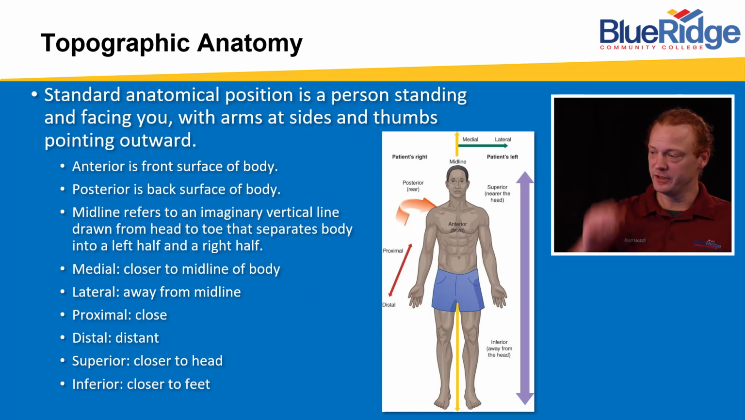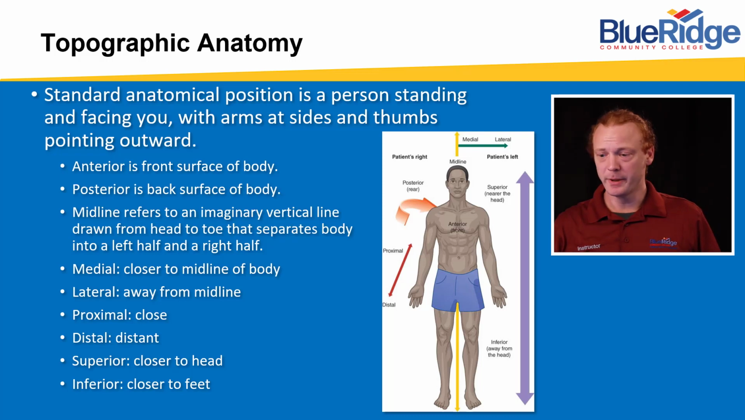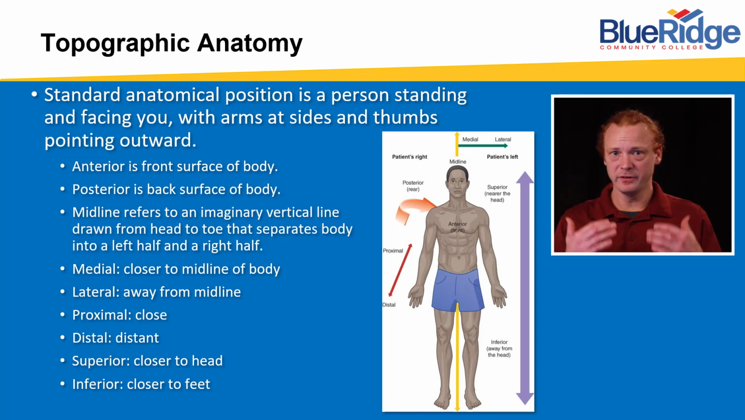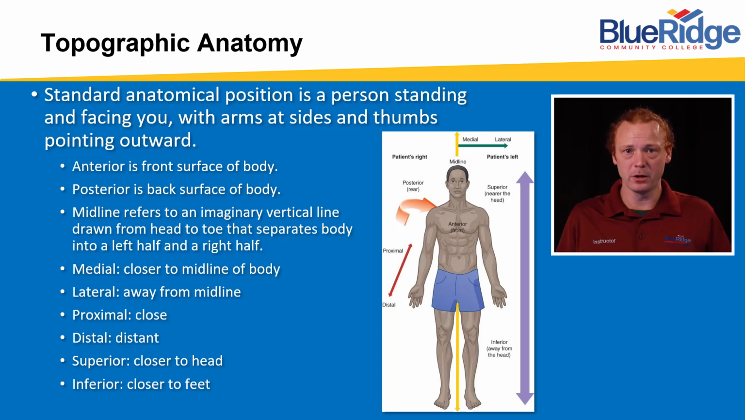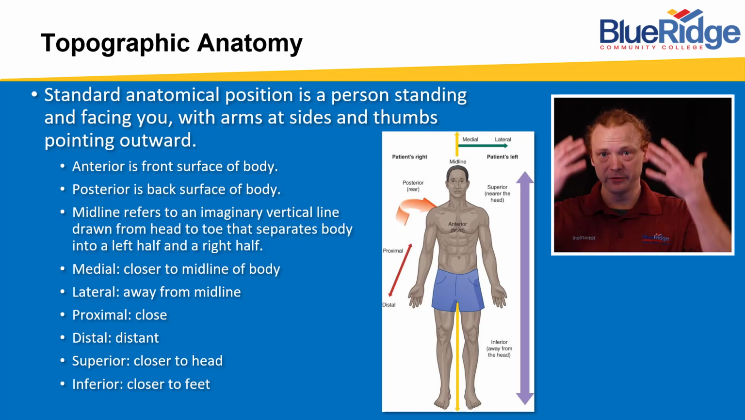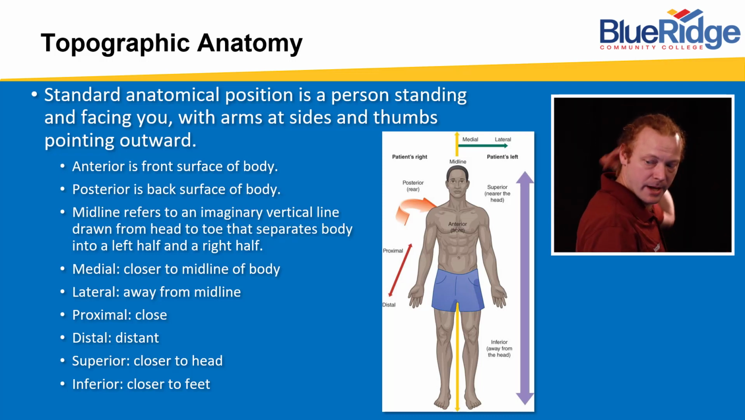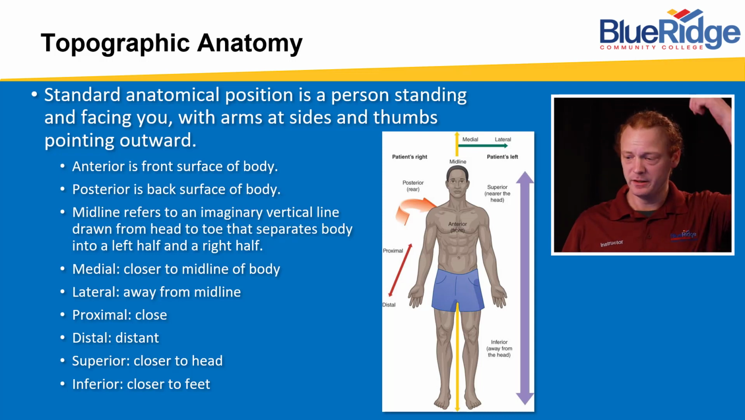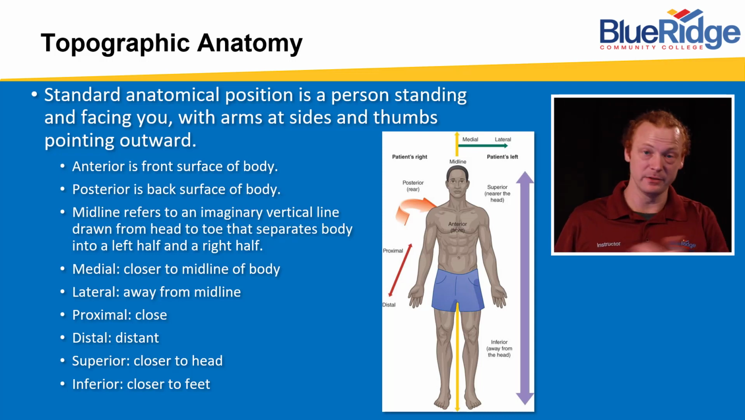Here on your screen you'll see a diagram of the human body standing in the standard anatomical position. A person is facing you with their arms at their sides and their thumbs pointed outwards with the palms of their hands towards you as well. The anterior is the front surface of the body. The posterior is the back. Midline refers to an imaginary vertical line drawn from the head to the toe that separates the body into left and right.